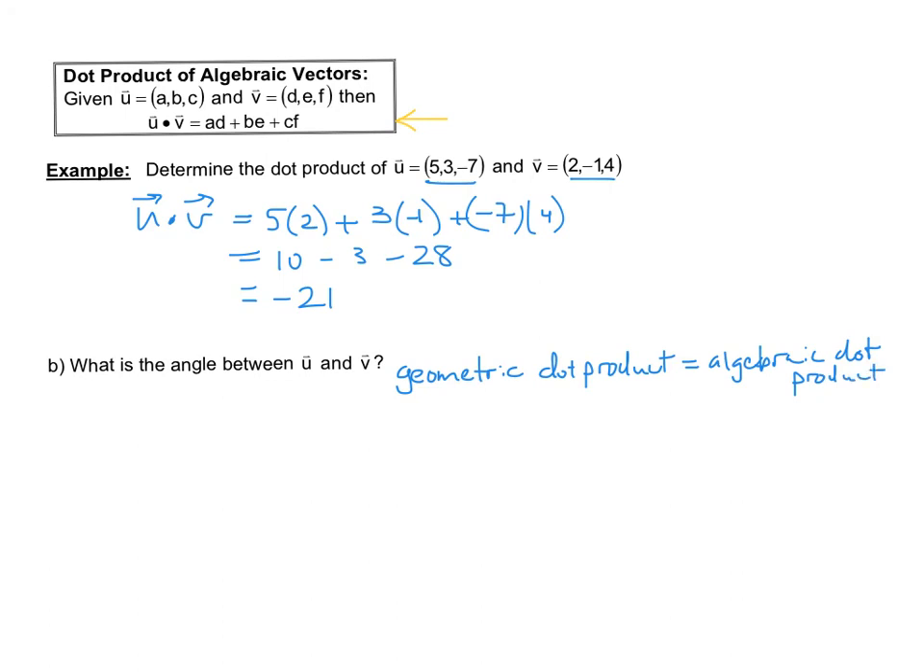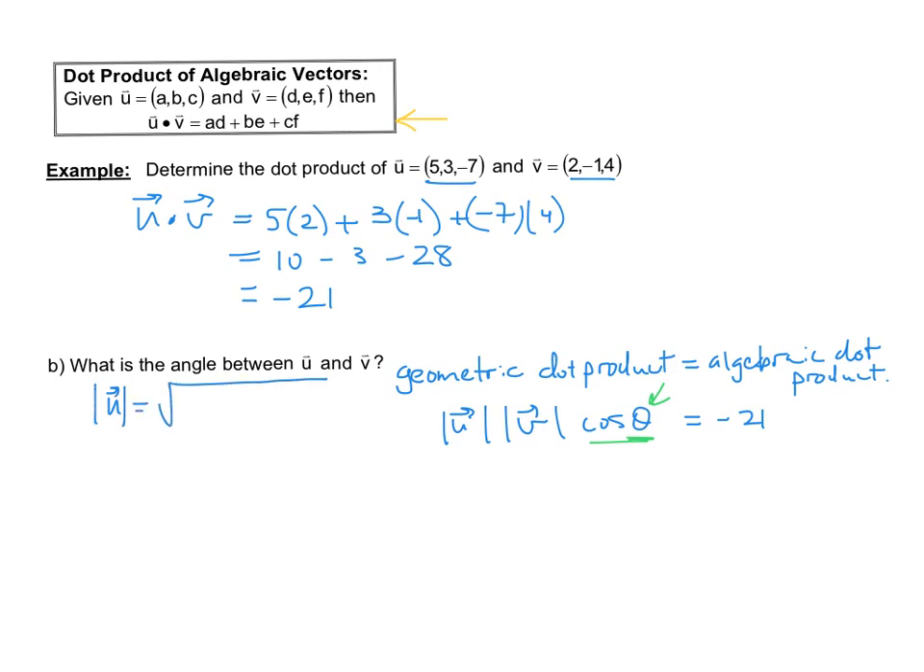All right, so let's talk about that. Our algebraic dot product ended up being negative 21. Our geometric dot product would be the magnitude of U times the magnitude of V times the cosine of the angle between them. And we need to solve for that angle between them. Now that means we probably know how to come up with the magnitude of vector U. Well, yeah, by golly we do.